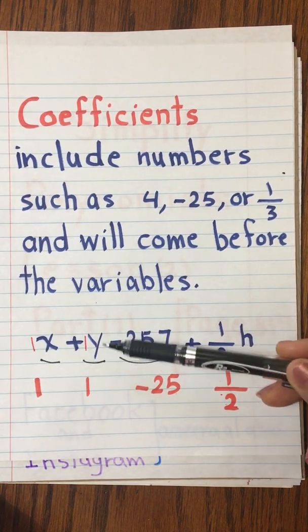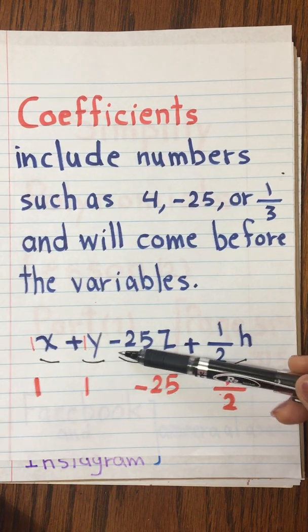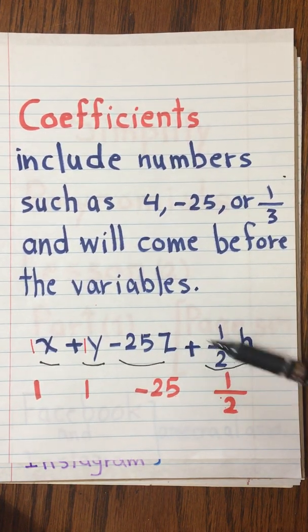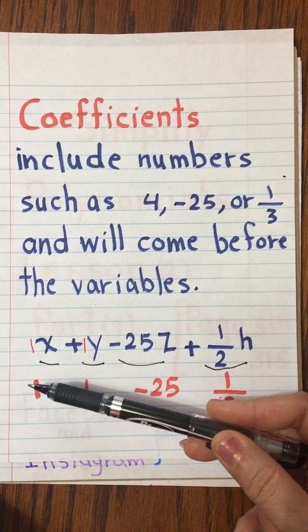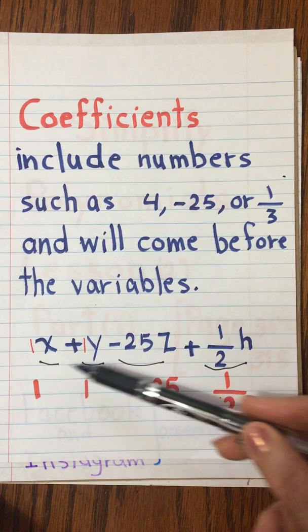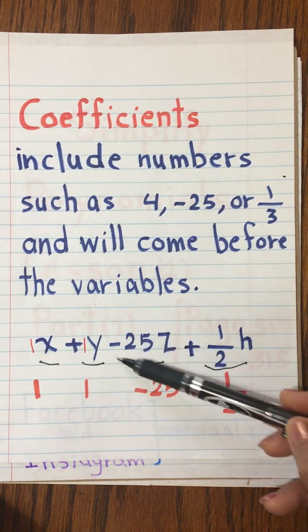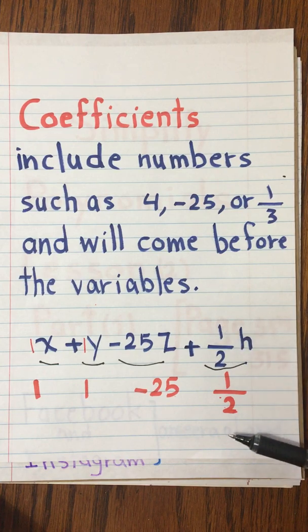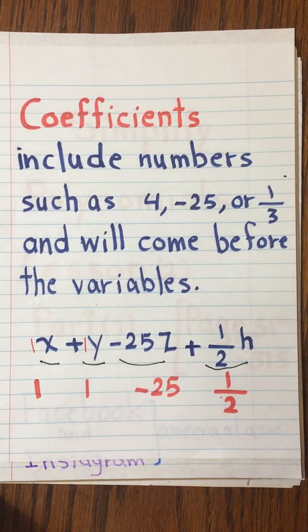Plus y means 1y. So the third term is negative 25z. The fourth term is 1/2 h. So the coefficients for these terms are 1, 1, negative 25, and 1/2. So coefficients are numbers.